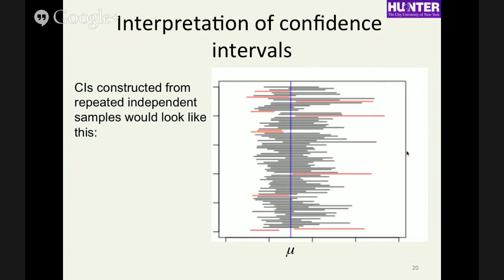Here's what that looks like. These are done by a simulation where I drew samples of a fixed size from a normal distribution with known mean and standard deviation, and constructed a confidence interval from each one of those, and put in red here the ones that did not contain the true mean. And it's about 5% of them, because these are 95% confidence intervals, about 5% of them failed to capture the true mean.